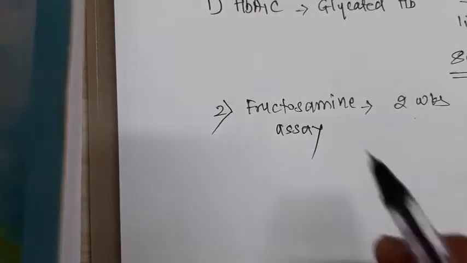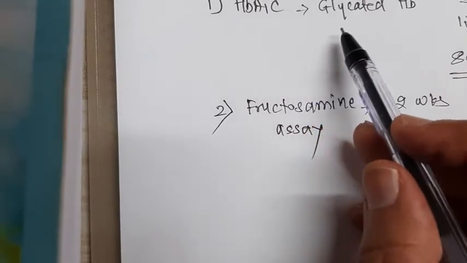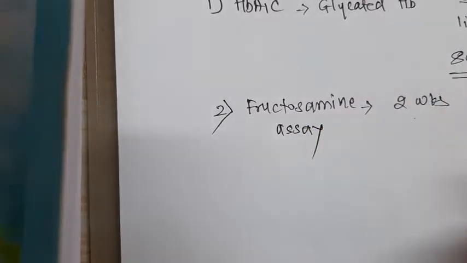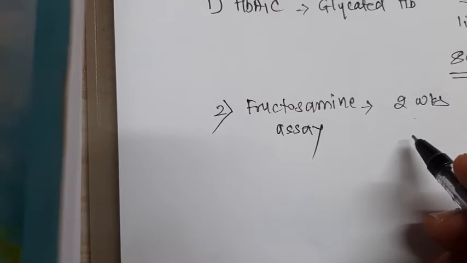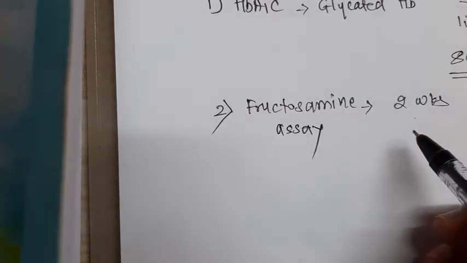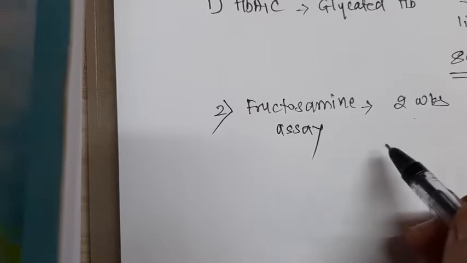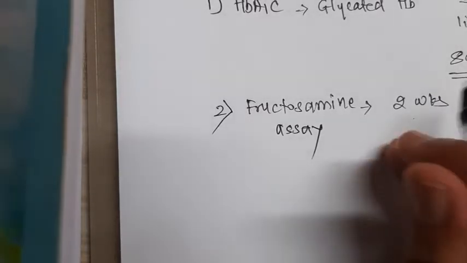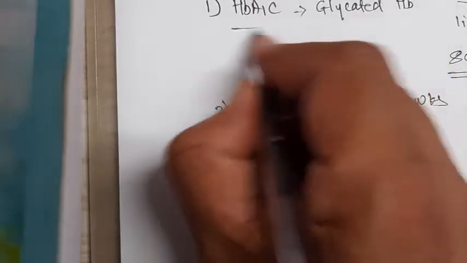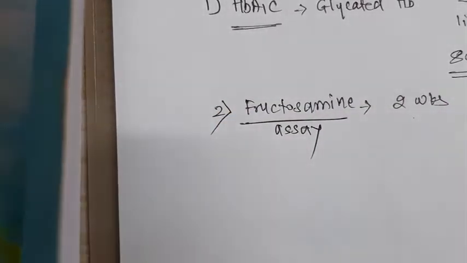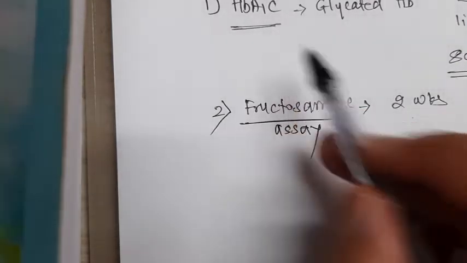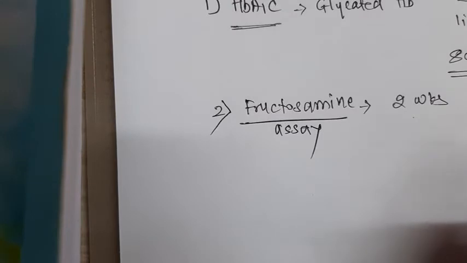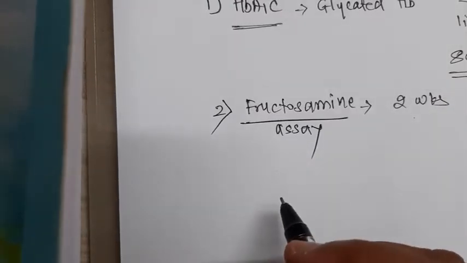HbA1c is generally done by the electrophoresis method or chromatographic method, but the fructosamine assay can be done with the colorimetric method, so any lab can do it at their place. So these are the two important assays for determination of long-term control of diabetes mellitus, that is the HbA1c assay and the fructosamine assay.